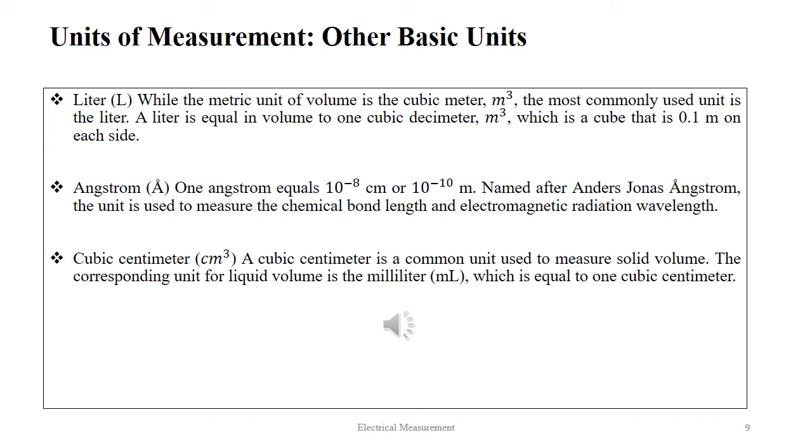Angstrom. 1 Angstrom unit equals 10 raised to minus 8 centimeter or 10 raised to minus 10 meter. Named after Anders Jonas Angstrom, the unit is used to measure the chemical bond length and the electromagnetic radiation wavelength. Third, cubic centimeter. A cubic centimeter is a common unit used to measure solid volume. The corresponding unit of liquid volume is the milliliter, which is equal to 1 cubic centimeter.